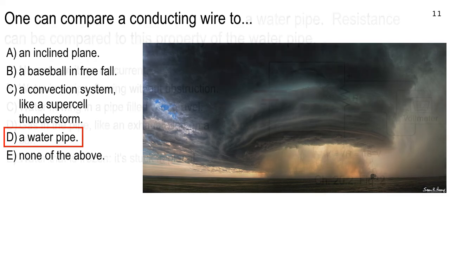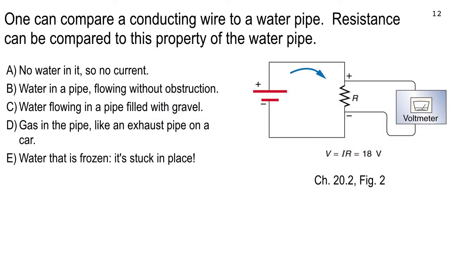All right, let's go to another question. One can compare a conducting wire to a water pipe? Yes. Resistance can be compared to this property of the water pipe. This is figure 2 from chapter 20.2. Read this one carefully.